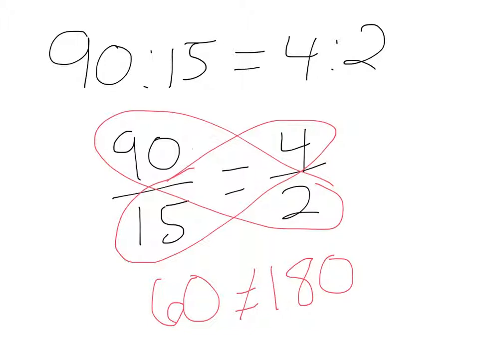But you can do that for every single one. Just rewrite your ratios as fractions, cross multiply both sides. If the two answers don't equal out, then it's not a proportion.